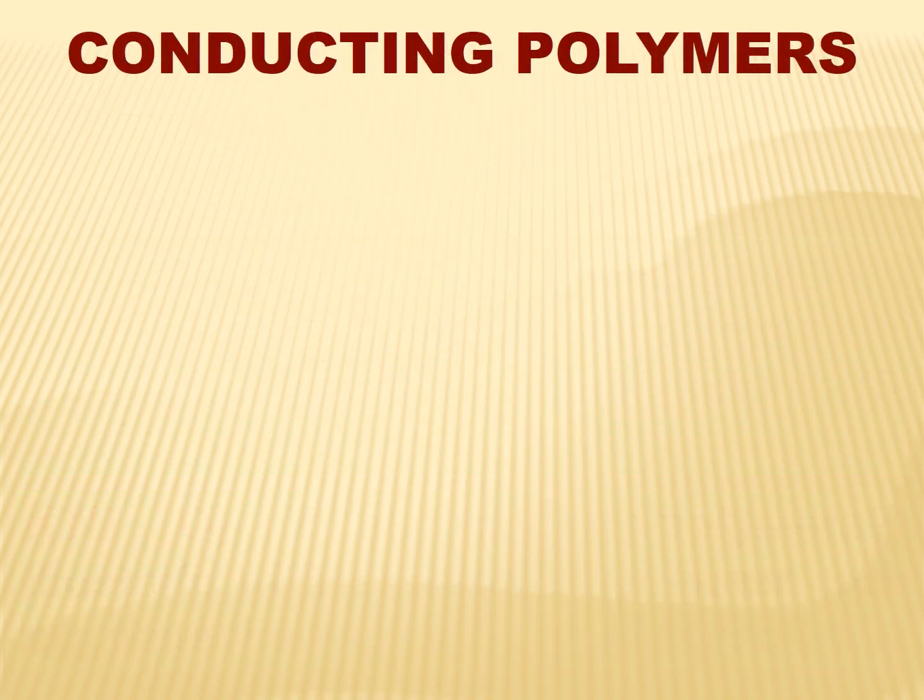On to yet another important polymeric material called conducting polymers. Normally polymers are insulating. For example, the common polymers that we use: polyethylene, polyvinyl chloride, PVC, Teflon, all these are insulating materials. But we can convert a polymer into a conducting material. So such polymers are called conducting polymers.